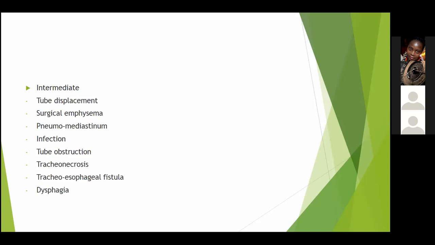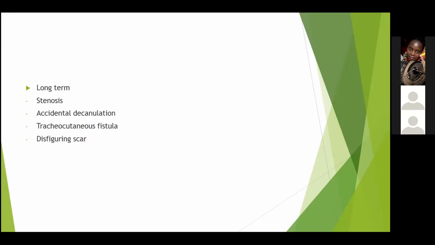Then dysphagia. That means a patient fails to swallow. With the size of the cuff or the size of the tube, it can compress on the esophagus posteriorly and cause dysphagia in a patient. So for long-term complications, you could have things like stenosis, and this is because of healing with scar formation. So you end up with a smaller lumen of the trachea, and they'll still present with difficulty in breathing.